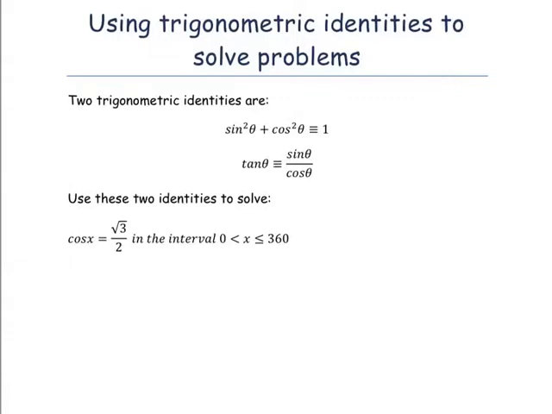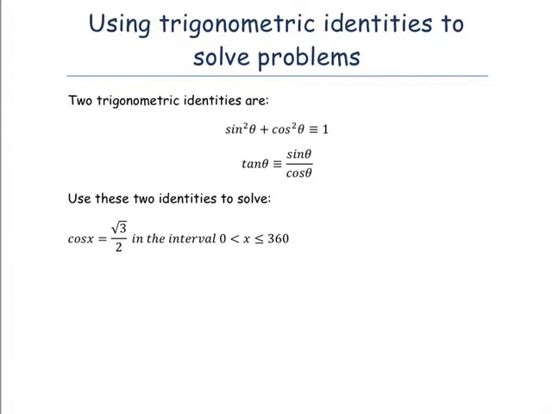Using trigonometric identities to solve problems. Now in Core 2 we've come across two new trigonometric identities, which are sine squared theta plus cos squared theta is always identical to 1, and that tan theta is always identical to sine theta divided by cos theta. Now these can be very useful when looking at simplifying or showing that two equations are equal. We can also use these trigonometric identities to solve problems.